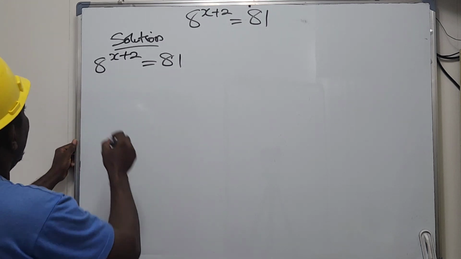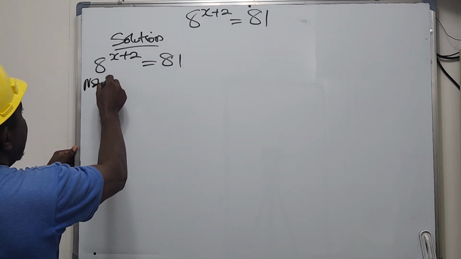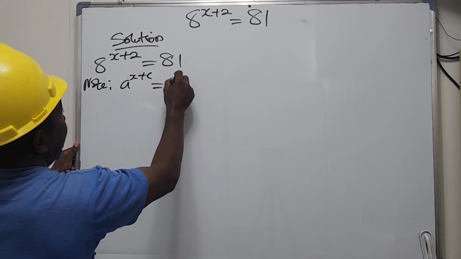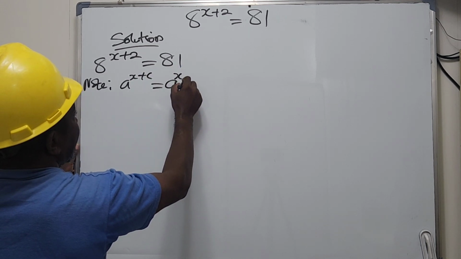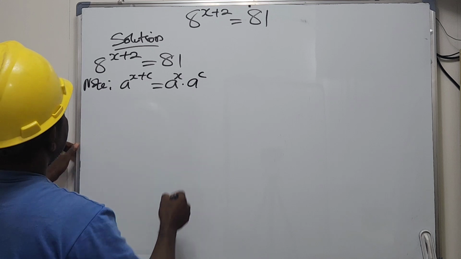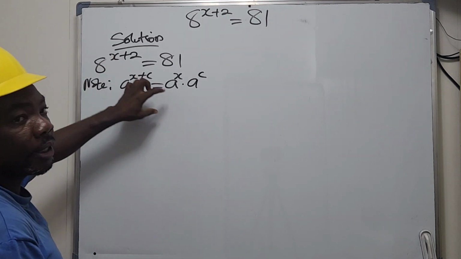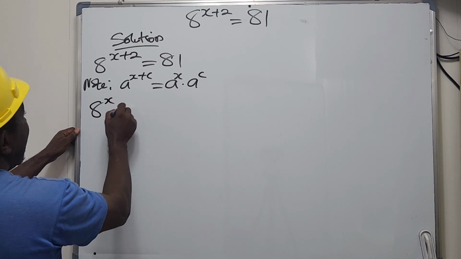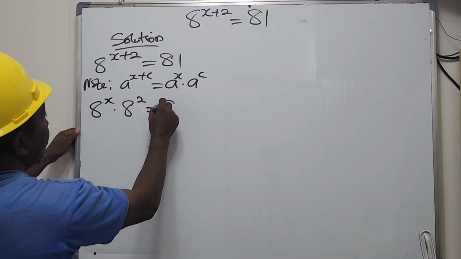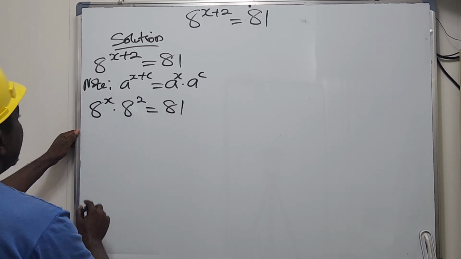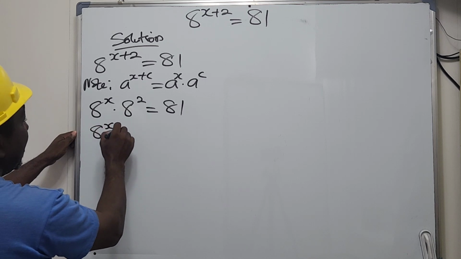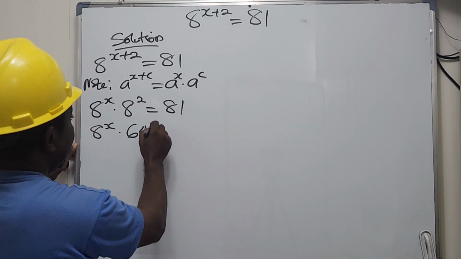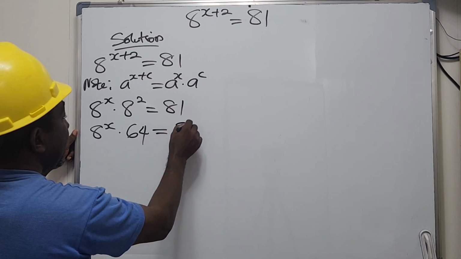So here, we recall a law of indices that says a to the power of x plus c is the same thing as a to the power of x times a to the power of c. So here we are going to express this in this format. So this will become 8 to the power of x times 8 to the power of 2 equals 81. This is the same thing as 8 to the power of x times 64, because 8 to the power of 2 equals 64, equals 81.